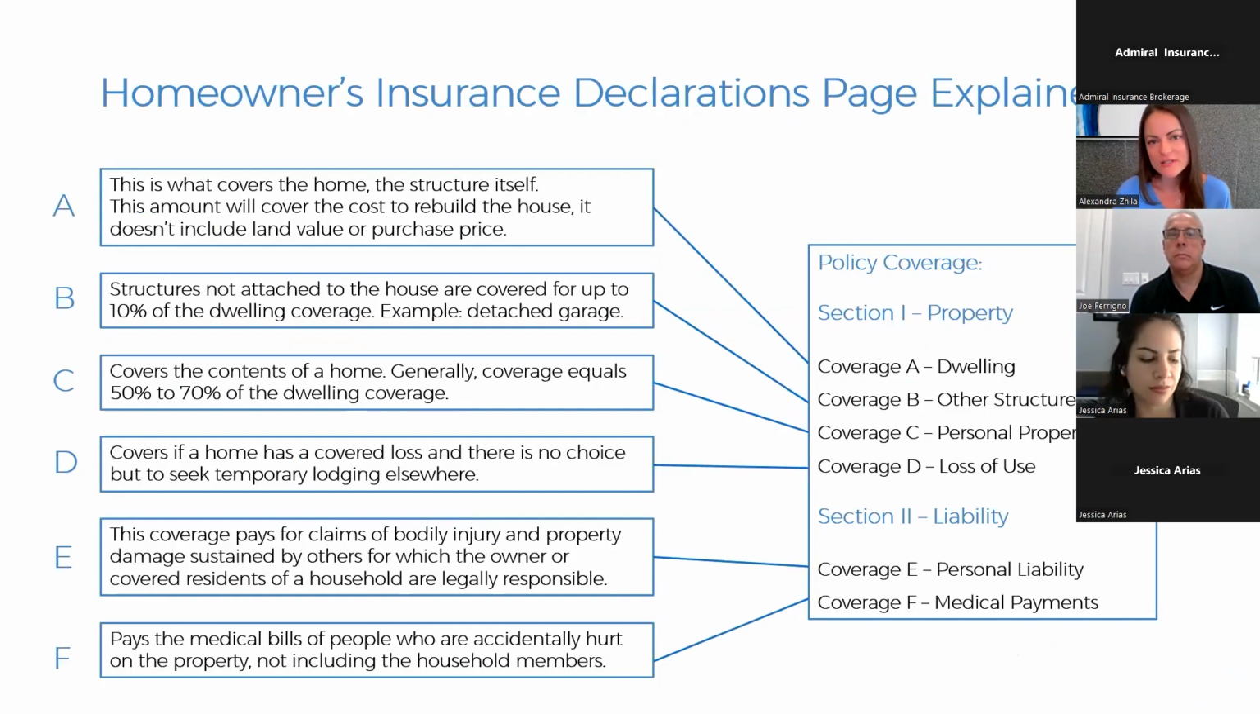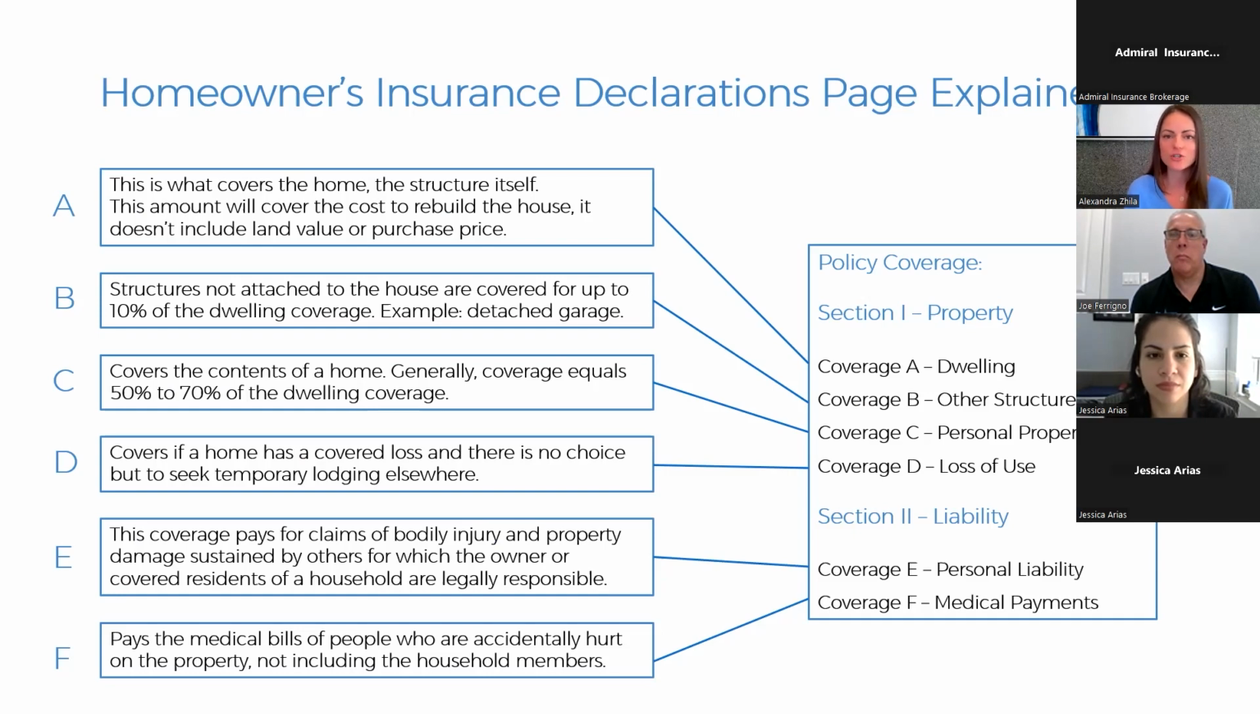As mentioned previously, a homeowner's insurance policy is a package policy, and that includes the property part and the liability part. First, we're going to go through the components of the property part. Section 1. Coverage A is dwelling. This is what covers the home, the structure itself. This amount will cover the cost to rebuild the house. However, it does not include land value or purchase price.